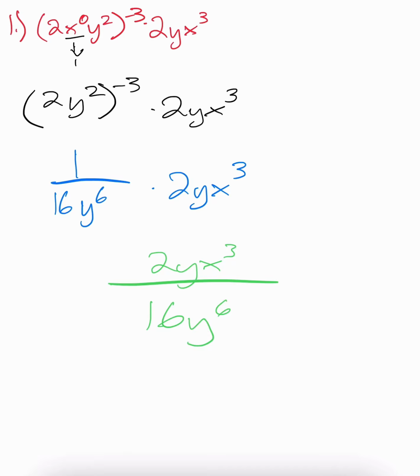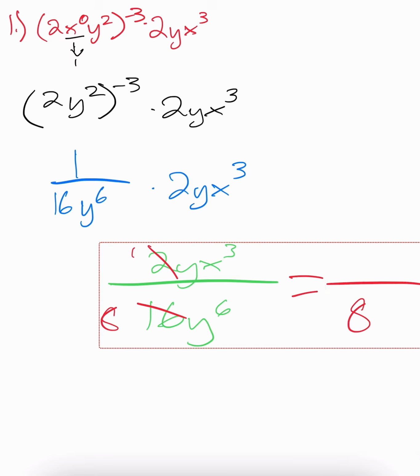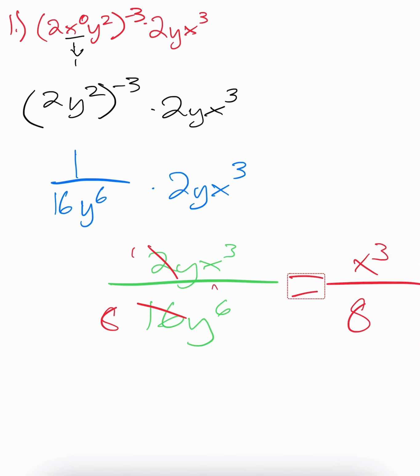Now we find the greatest common factor between 2 and 16, which is 2, so 1 over 8. So then we have 8 on the bottom, and there's no x's to divide on the bottom, so x cubed is basically the only thing we have on the top, and I'll show you why in a second. Now we have y on the top and y to the power of 6 on the bottom, so it's basically y divided by y to the power of 6.